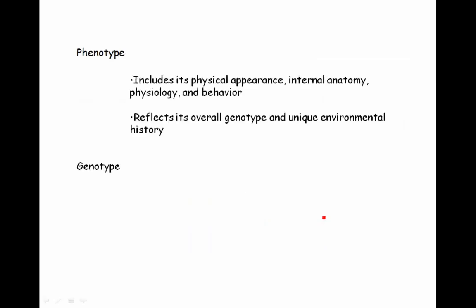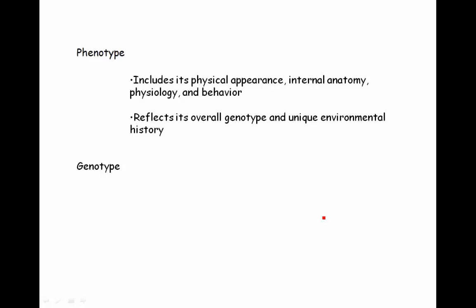If we go back and redefine phenotype, initially we said that phenotype was the visible appearance of something. Well, phenotype does include the physical appearance, but it is a little more extensive as far as the definition goes. It's physical appearance, but it's also internal anatomy, physiology, and behavior. There's a lot of things that could fall under that phenotype category. But what determines phenotype is the overall genotype as well as the unique environmental history. So the environmental history is definitely going to impact the phenotype, or what we see.